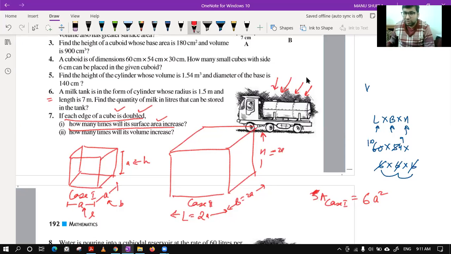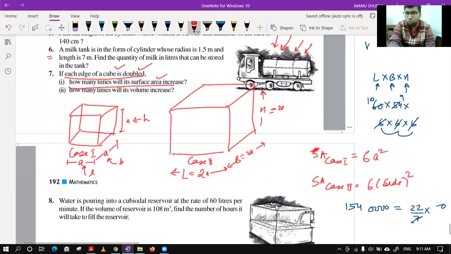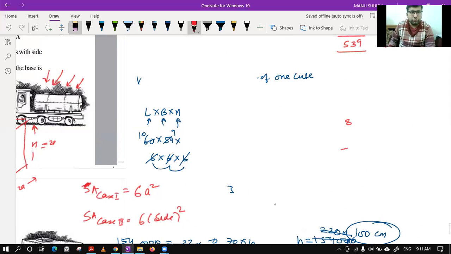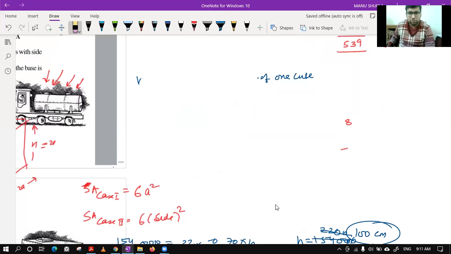Now, surface area of case second is how much? It is given by 6 into side square, if you remember, the formula is 6 into side square. In this case, the length of side is 2a. So you have to put 2a in the brackets. Let's put the value. Just one second, let me erase this.